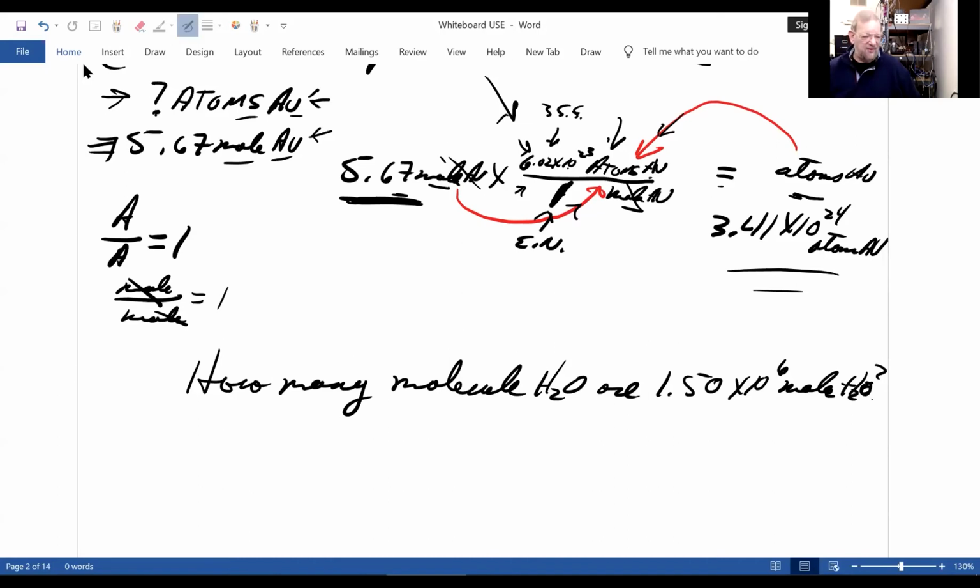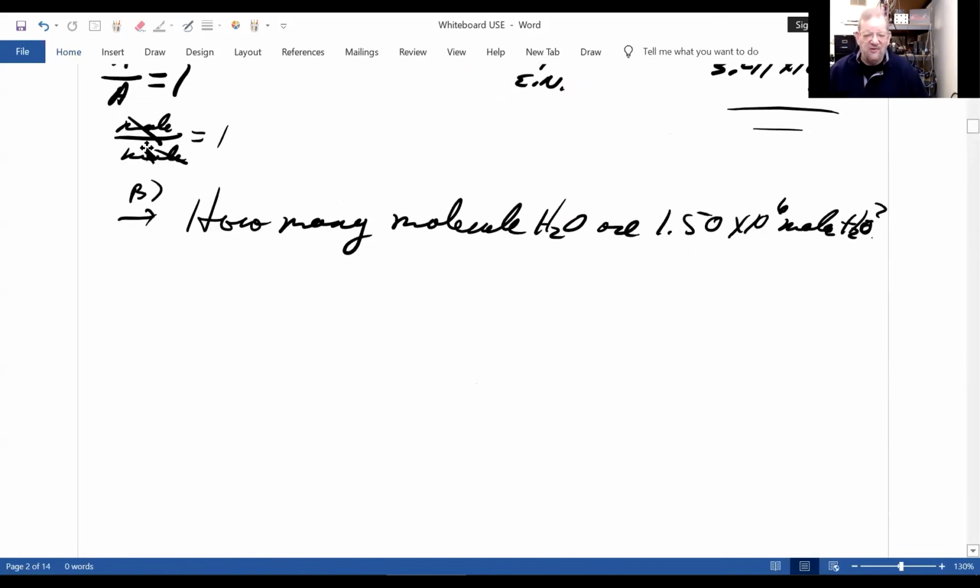And let's look at another one. I call this B, 5 points each. How many molecules of water are in 1.50 times 10 to the 6 moles of water? Well, what do I do? First thing is, what are you being asked to find? Molecules of water.